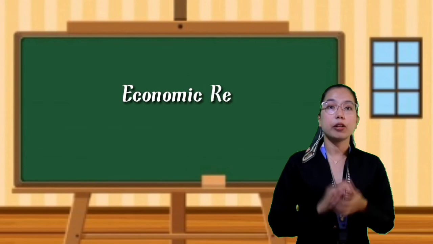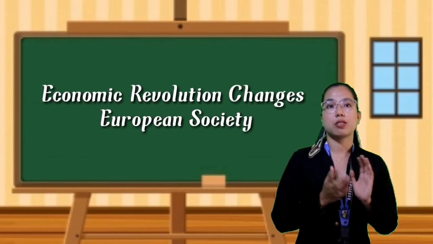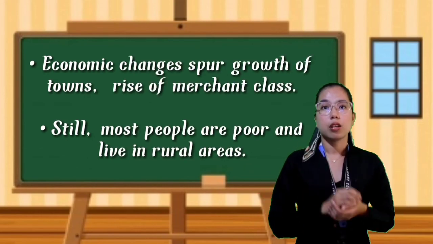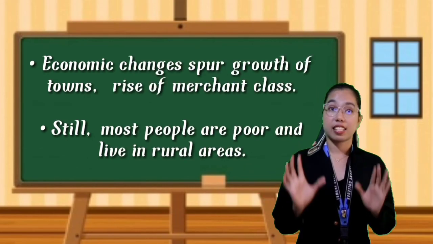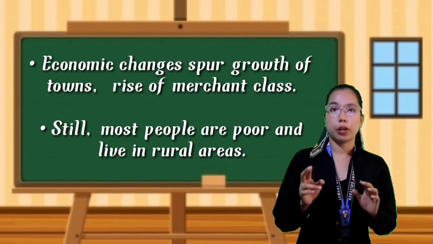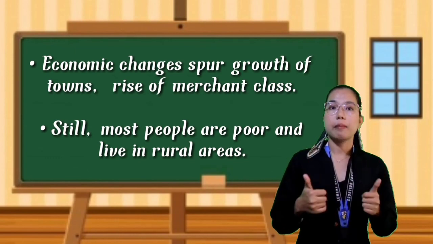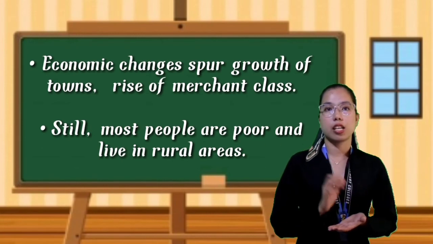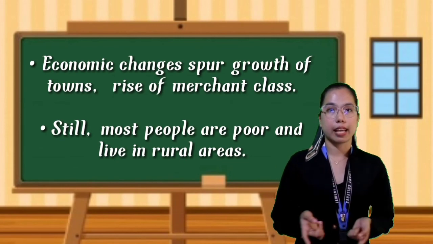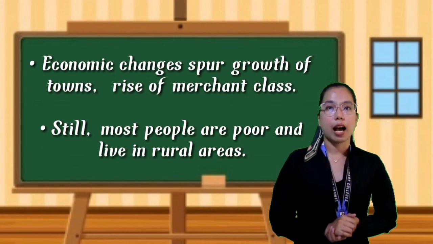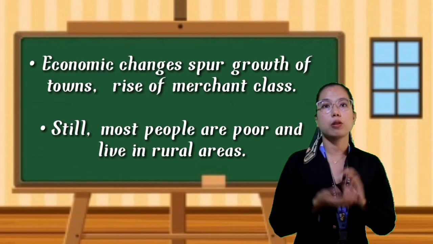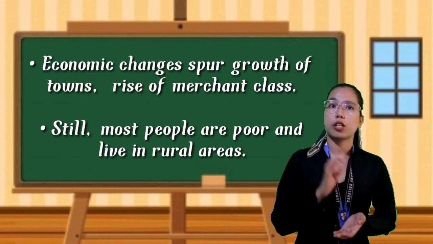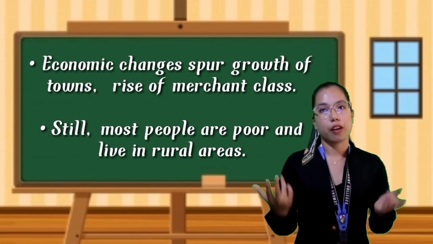And then, the economic revolution changes European society. Economic changes is for growth of towns, rise of merchants class. Still, most people and poor live in rural areas. The economic changes that swept through much of Europe during the age of American colonization ay nag-lead sa pagbabago ng European society. Ang revolusyong pang-ekonomiya ay nag-udyok sa paglago ng mga bayan at pag-usbong ng isang klase ng mga ngalakal who control great wealth. Ang mga pagbabago sa European society gayunpaman only went so far.